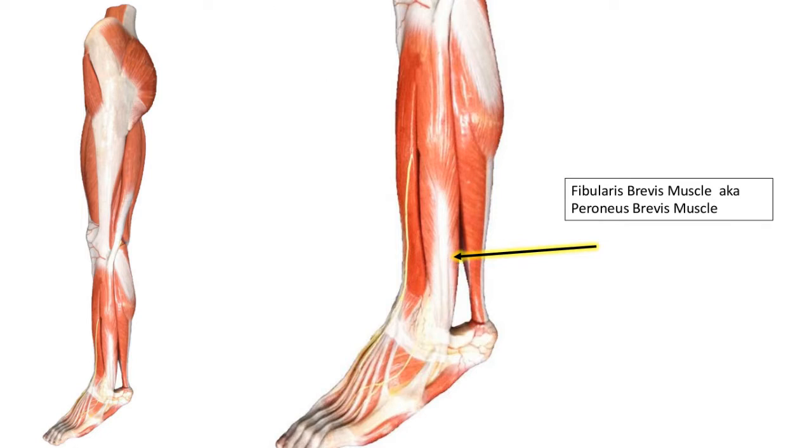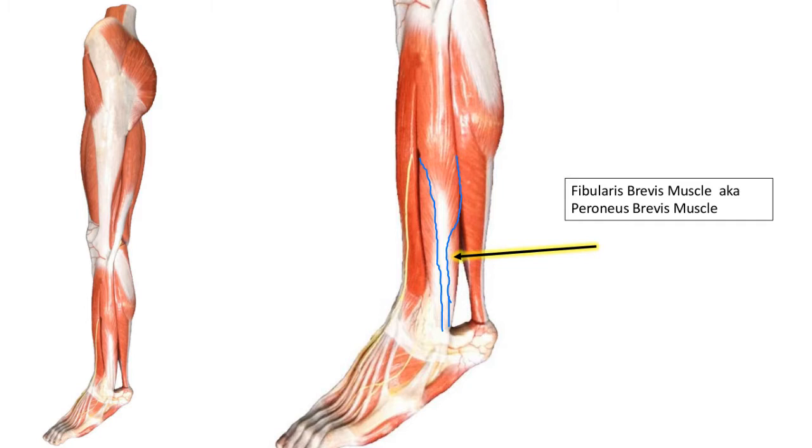Again, it's just hard to tell with the contrast here, but we'll try to outline. There's the tendon coming down. Yeah, so brevis is on both sides, both sides of those blue lines. All right, so that's Fibularis Brevis or Peroneus Brevis muscle.